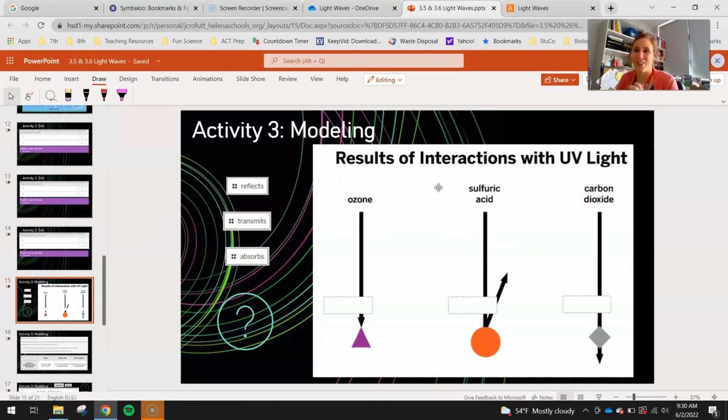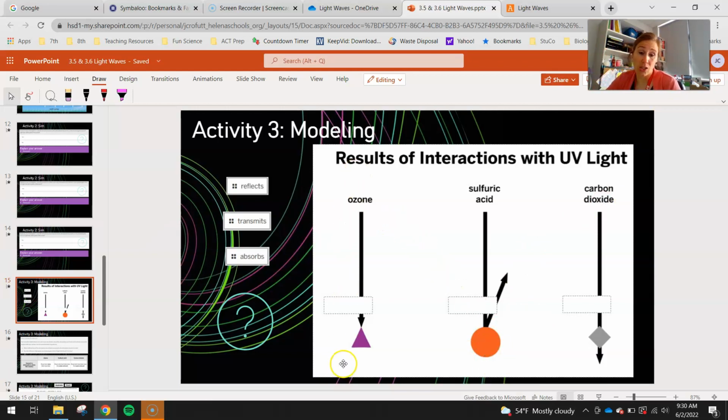Okay, so we're going to dig a little further into what the atmosphere over Australia looks like as far as the amounts of ozone. Obviously, if we had more sulfuric acid, that would actually be good because it would reflect more of that UV light away from the earth. However, if we have less sulfuric acid, then we would have less reflection of that UV light and more would reach the Earth's surface.